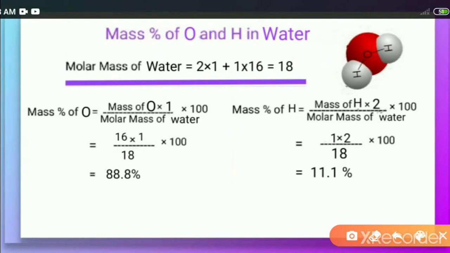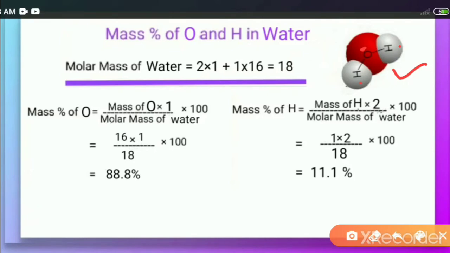As we know, the formula for water is H2O, as shown here in the figure. The figure shows that it has 2 hydrogen atoms and 1 oxygen atom. That means there will be a particular mass percentage for O and H in the molecule, so we need to find it out.